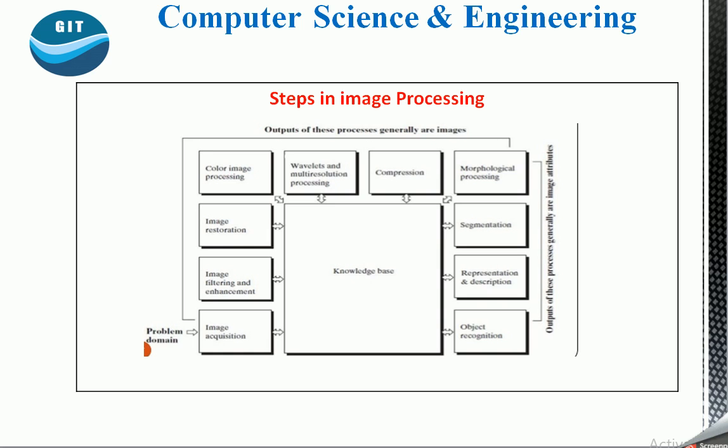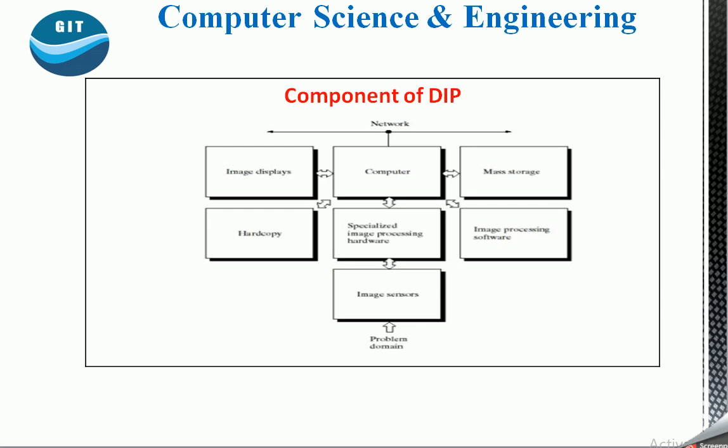Step number ten is object recognition. Object recognition is a process that assigns a label to an object based on its descriptors. Step number 11 and last, knowledge base. It is the base that helps to synchronize all the processes with each other. These are the steps for image processing. These are the fundamental steps for image processing. Then the next topic is components of DIP.